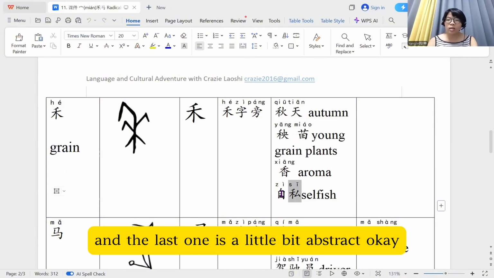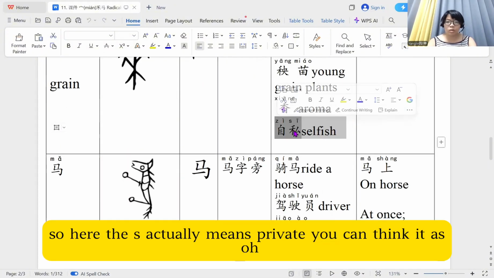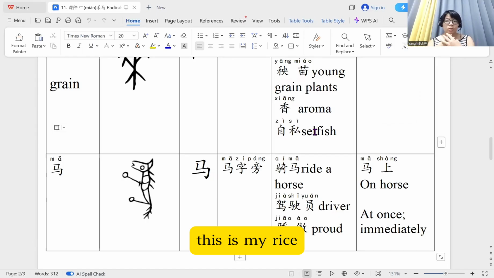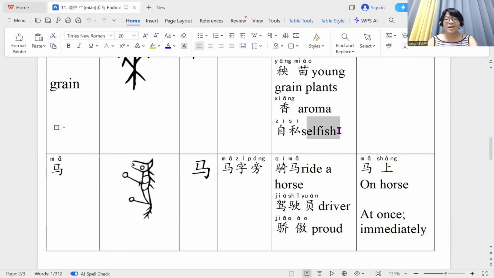And the last one is a little bit abstract. This one is 自私, selfish. So here the 私 actually means private. You can think of it as, oh, this is my rice. This is my field. So when it's your own property, it becomes selfish.